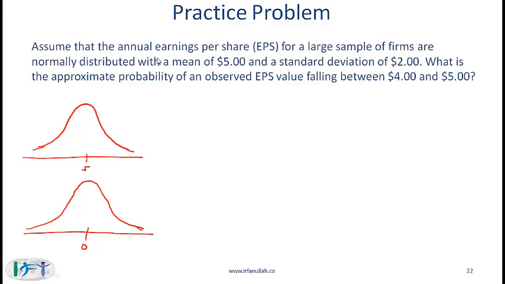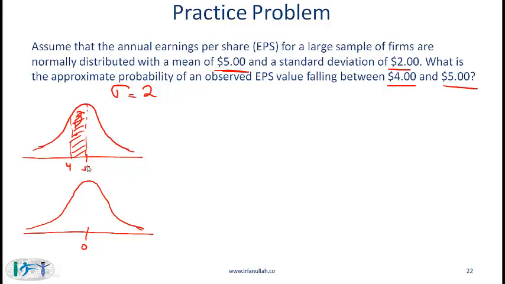Assume that the annual earnings per share for a large sample of firms are normally distributed with a mean of 5 and standard deviation of 2. So let us draw that distribution here. We have a mean of 5 and standard deviation equal to 2. What is the approximate probability of an observed EPS falling between 4 and 5? So what we are saying is the following. There is a certain probability that the EPS will fall between 4 and 5. So this is the probability that we are looking for, the shaded region.